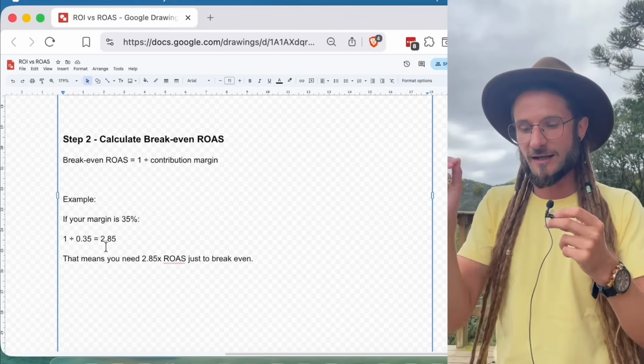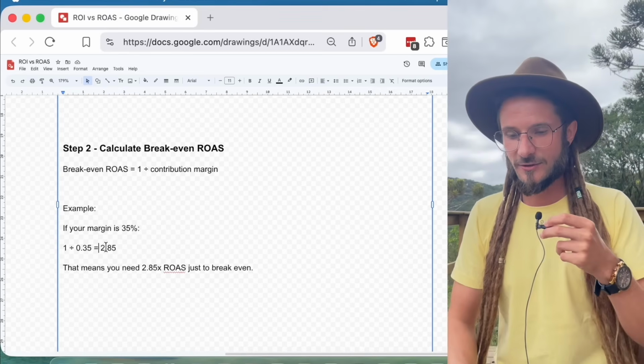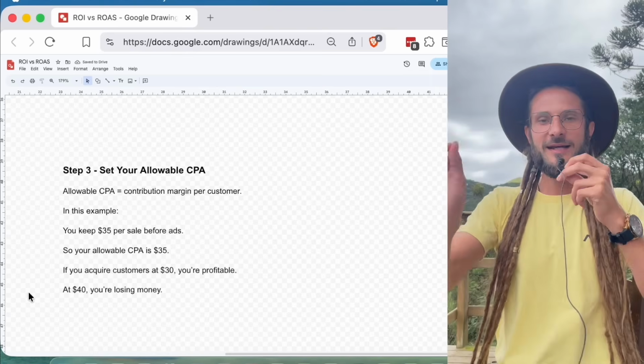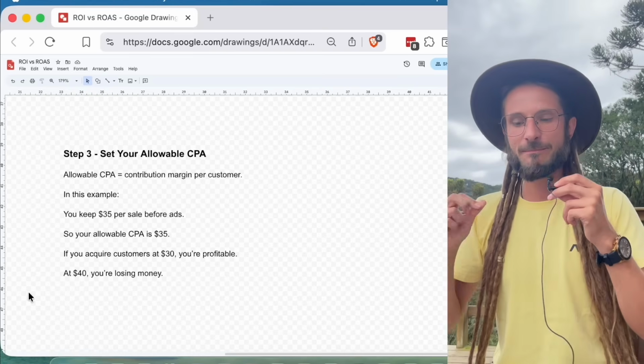Just to break even. If you say to the client, hey, we've got a ROAS of 3, that's really great, you're barely making money, guys. So that's why it's important to calculate and have an understanding of all of these figures, all of these data points. Then you need to set your allowable CPA. The allowable CPA is a contribution margin per customer.